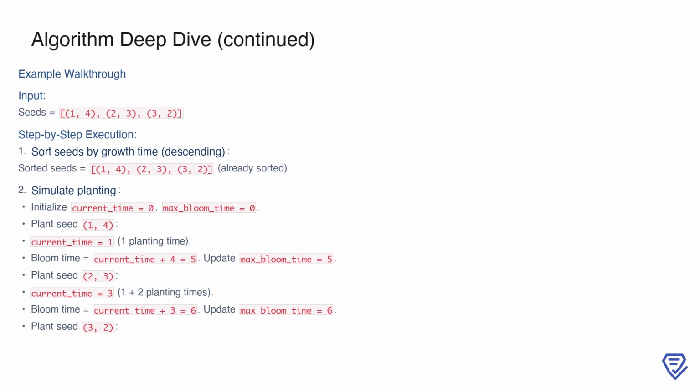We start with the first seed, (1, 4). After planting it, current_time becomes 1, and the bloom time for the seed is current_time plus its growth time, which is 1 plus 4 is equal to 5. We update max_bloom_time to 5. Moving to the second seed, (2, 3), we add its planting time to current_time, making current_time 3. The bloom time for the seed is now 3 plus 3 is equal to 6, so we update max_bloom_time to 6. Finally, we proceed to the last seed.